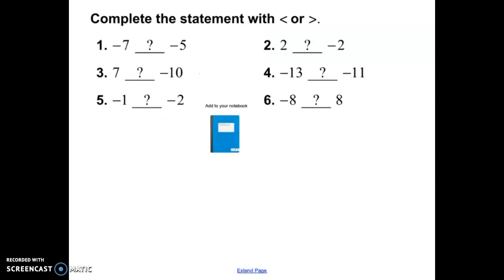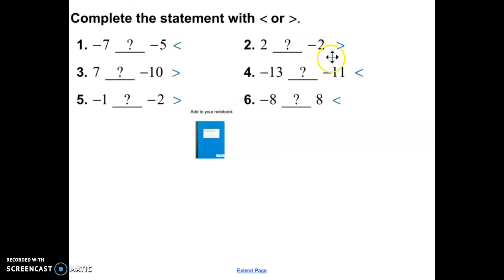So take a couple seconds and let's just do the evens, 2, 4, and 6 here, and go ahead and put that less than or greater than symbol there. Pause the video and I'll see you in a second. Okay, so 2 is greater than negative 2, and negative 13 is less than negative 11. And I feel that that one's a little tricky just because we know that 13 is greater than 11, but in the negatives, it's the exact opposite. And then negative 8 is less than 8.